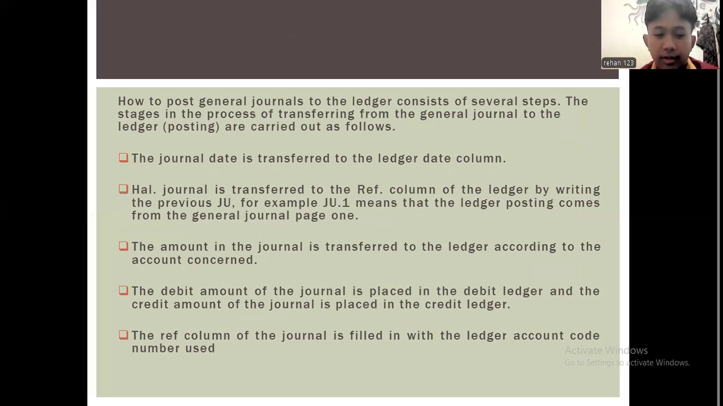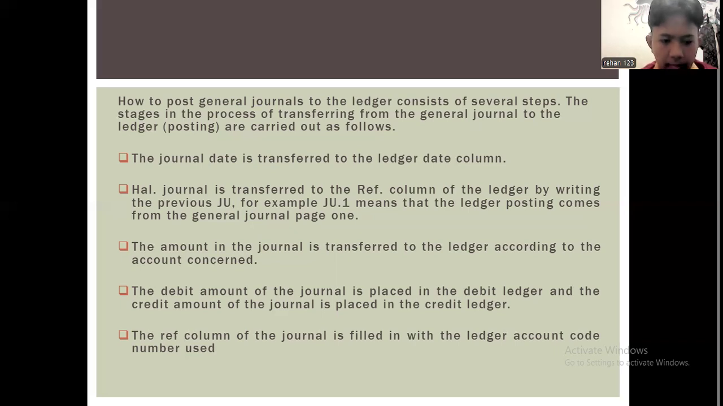How to post a general journal to the ledger consists of several steps. The stages in the process of transferring from the general journal to the ledger, or posting, are carried out as follows. Number one, the journal date is transferred to the ledger date column. Number two, the journal page is transferred to the ref column of the ledger by writing the page number. For example, journal 1 means that the ledger posting comes from general journal page 1.